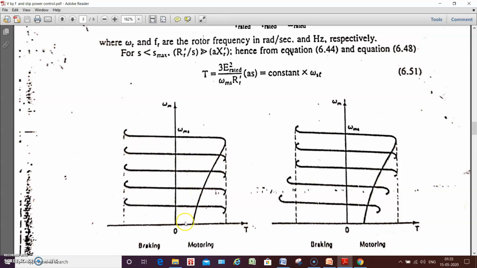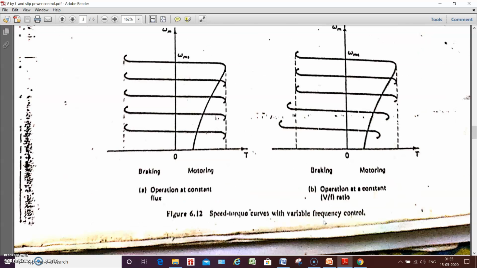It will be like this and so on. Okay, so this is the operation at a constant flux. If you are using a direct flux control method, you'll be getting it like this. But we will be going with V/F ratio control only, because direct measurement of flux is not at all possible, or you can say it is very difficult. So we will be keeping the flux indirectly constant by keeping this V/F ratio constant.